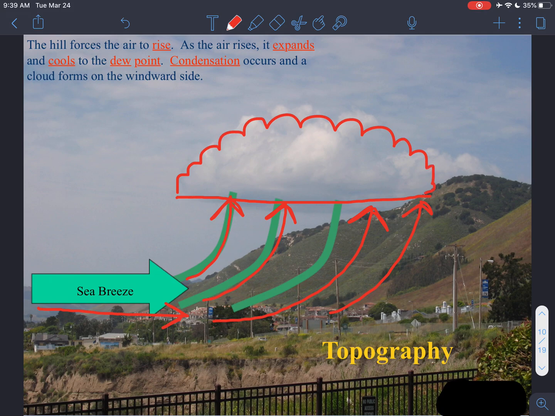Generally on this side of the hill, you'll get more precipitation. So this side might be more green, right, from more precipitation. Plants thrive on this side. It's usually more humid over here. So this would be called the windward side of the hill or the mountain.